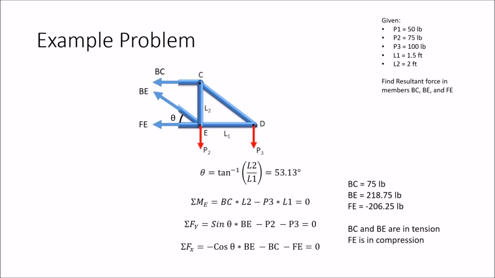Now, many students have always asked me how I can know something's in tension or in compression. How I look at these is I assume that they're always in tension initially. If you notice, BC, BE, and FE initially were all assumed to be going away from their respective points. That is tension. But when you make the assumption of tension and something comes out negative, that means that your assumption was wrong and that they're actually in compression. And since I found that FE is in compression and BE and BC are in tension, I have my final answers.